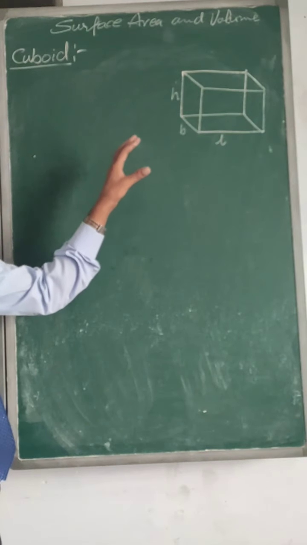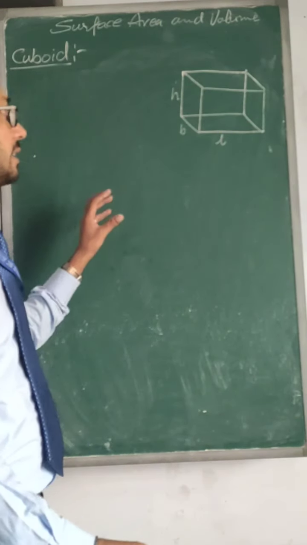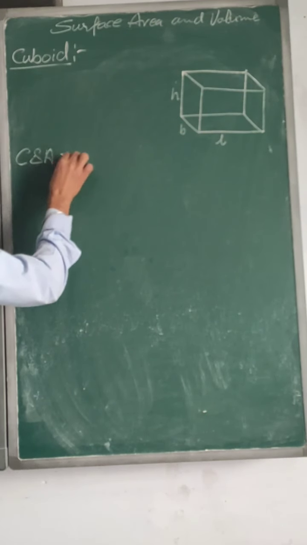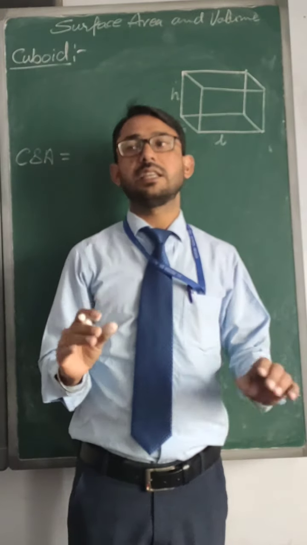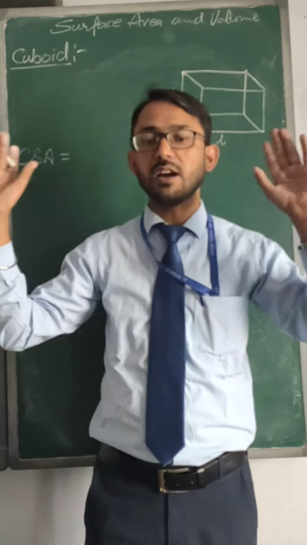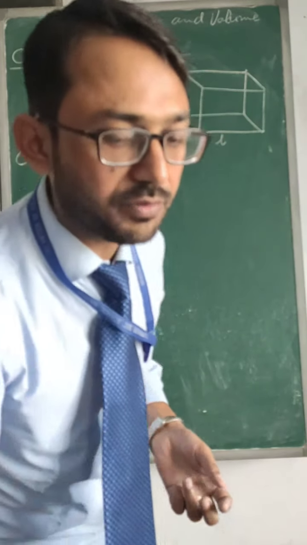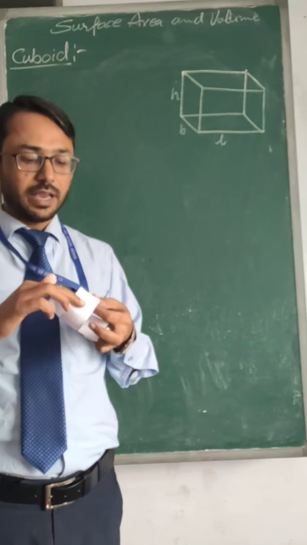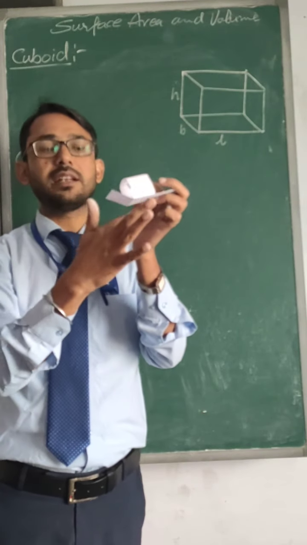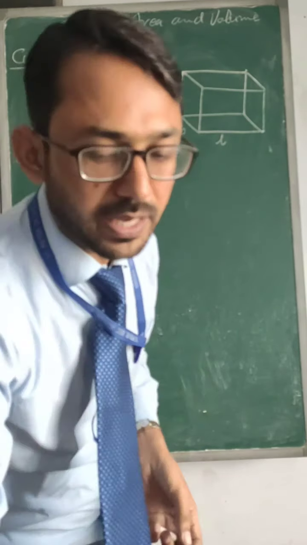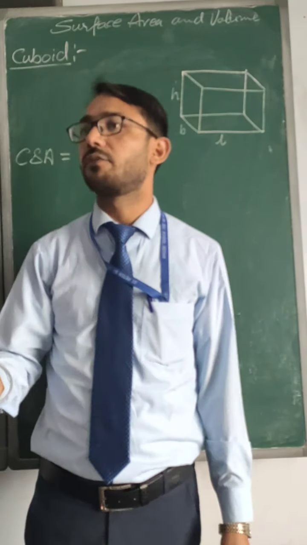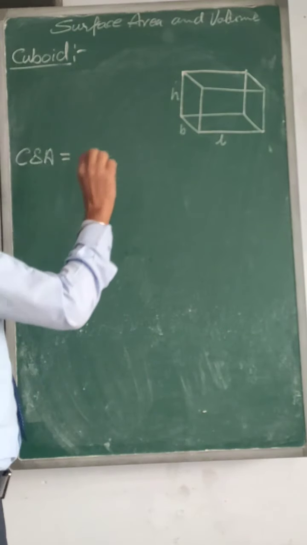Now we need to think about some things on it, like curved surface area. Curved surface area is also known as lateral surface area. This can be said as the area of the 4 walls. Whenever we are thinking about a cuboid and we need to calculate the area of 4 walls, like we need to paint this, in that case we will be calculating the curved surface area. This is also said as the lateral surface area. So this will be the area of 4 walls.